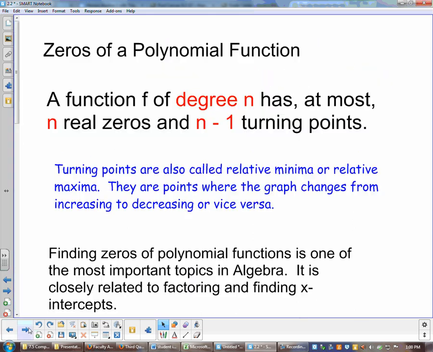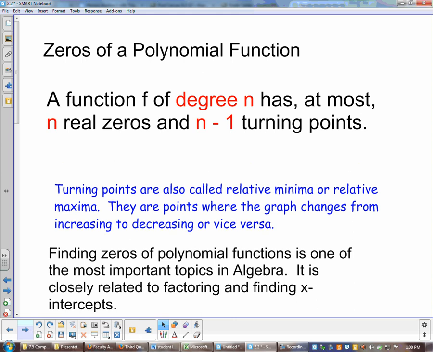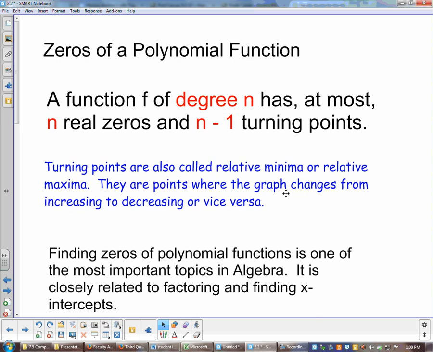So let's go on to the zeros of a polynomial function. A function f of degree n has at most n real zeros and n minus 1 turning points. All right. What are turning points? Turning points are also called relative minima or relative maxima. They are points where the graph changes from increasing to decreasing and vice versa.